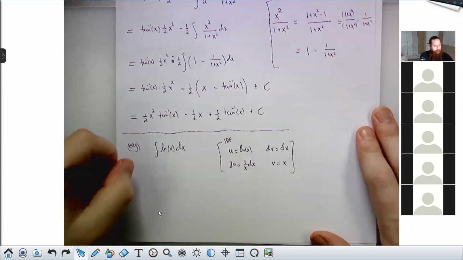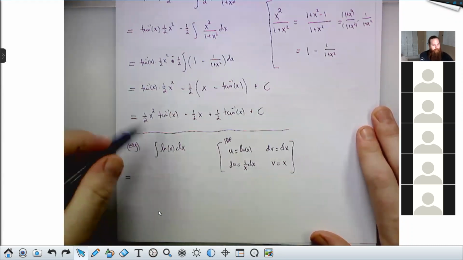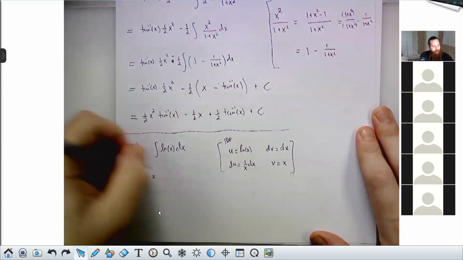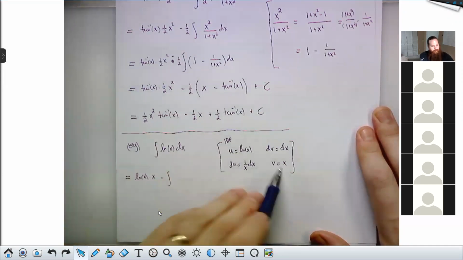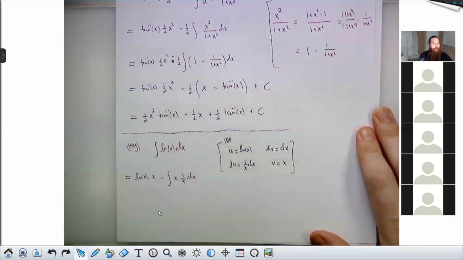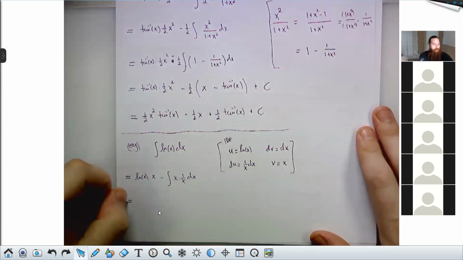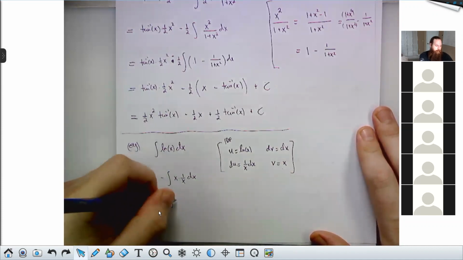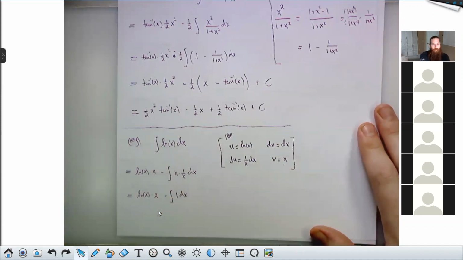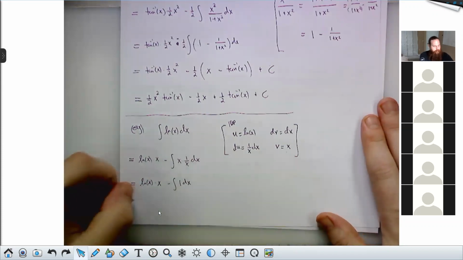So according to my IBP formula, the integral of u times dv should be u times v, that's ln x times x, minus the integral of v times du, that's x times 1 over x dx. And here, these do cancel, right? X times 1 over x, that's just 1. So this is the natural log of x times x minus the integral of 1 dx. And the integral of 1 dx, or just the integral of dx, is x.